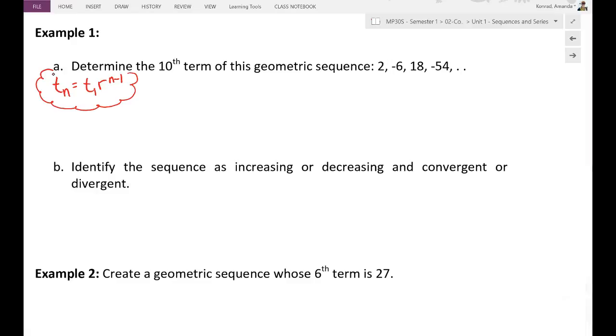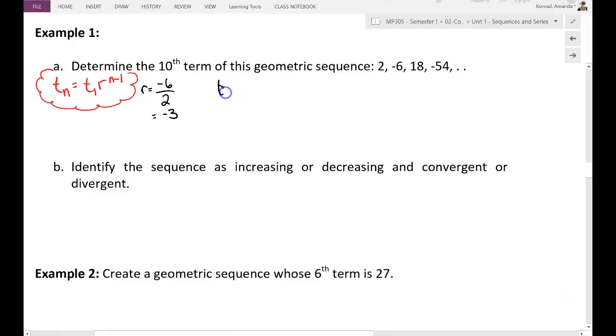So we need to figure out our R value, and then we're going to need to figure out our 10th term. So how do we figure out R again? Well, we divide a later term by its previous term. So I'm just going to do -6 divided by 2 to figure out r, which is negative 3. Again, if you want to check that, 18 divided by negative 6 is also negative 3, so we're good to go.